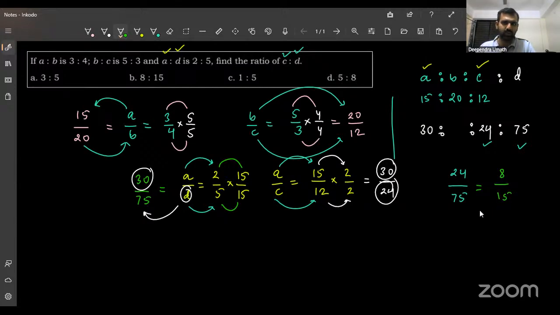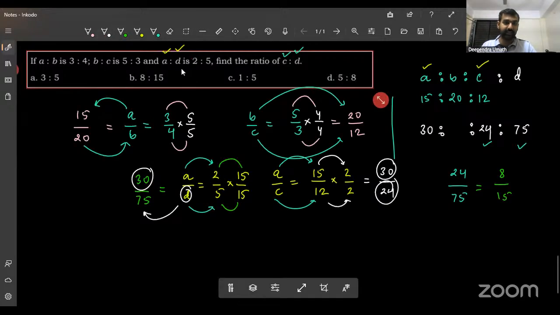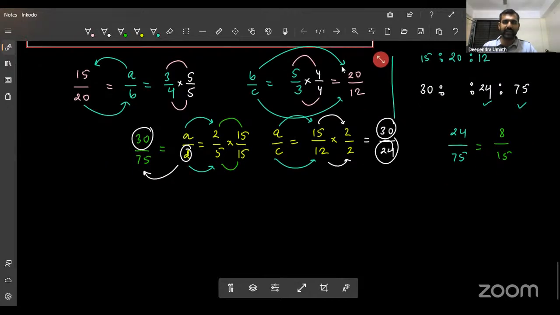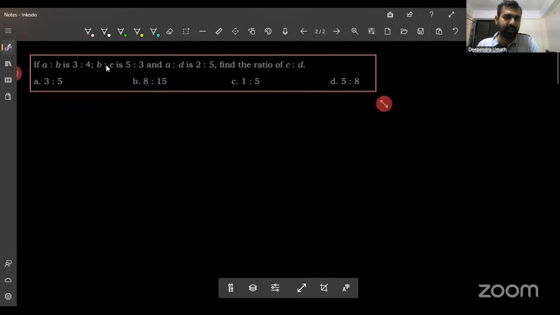So I hope the question was easy. The other method for solving this category of questions is a different one, which is an easier one. So I'll try to demonstrate that method as well. So give me a second, I'll repost this question here.